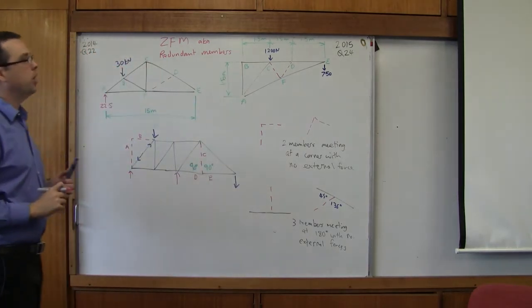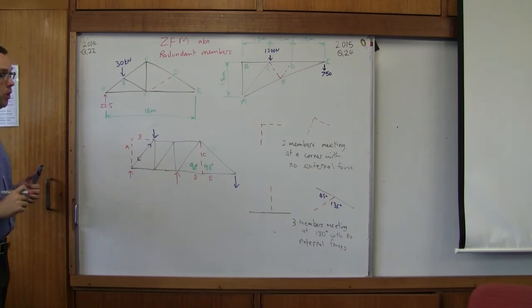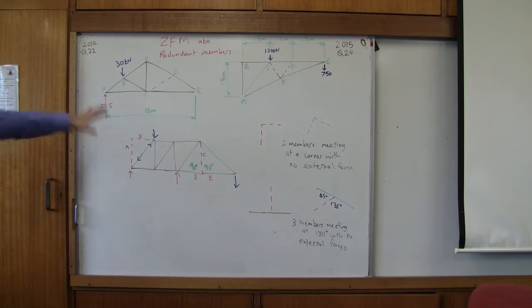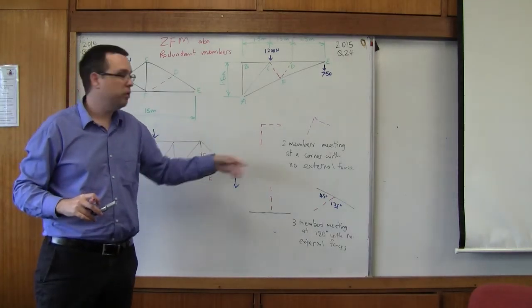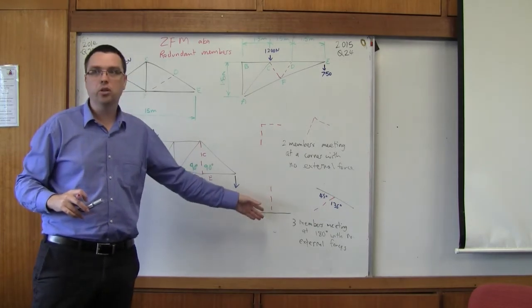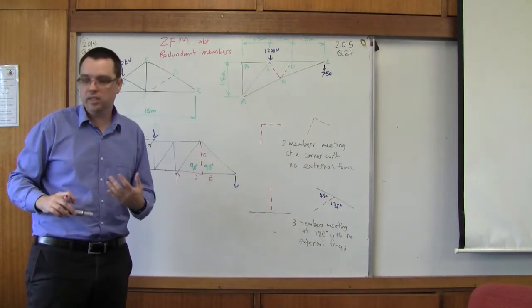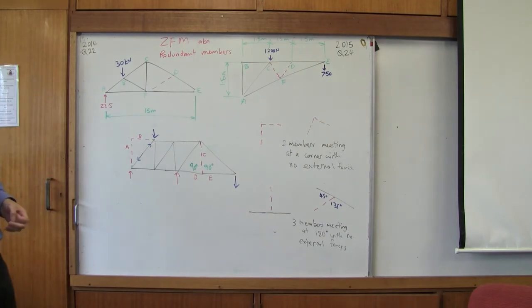Now I'll include some other examples in Google Classroom. I'll put up a YouTube video that goes through multiple examples so you can see them. But I just wanted to look at these two, and we've now got 2 rules. If we have 2 members meeting at a corner with no external force, and if we have 3 members meeting at 180 degrees with no external force. That's our 2 rules that we're looking for.